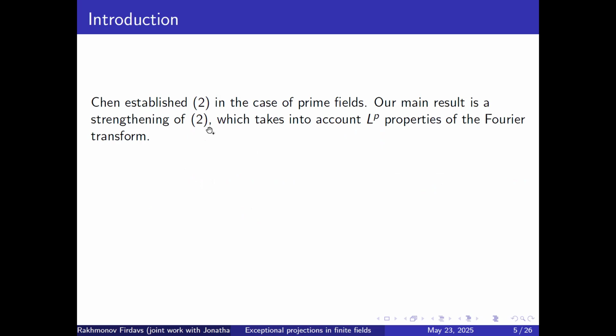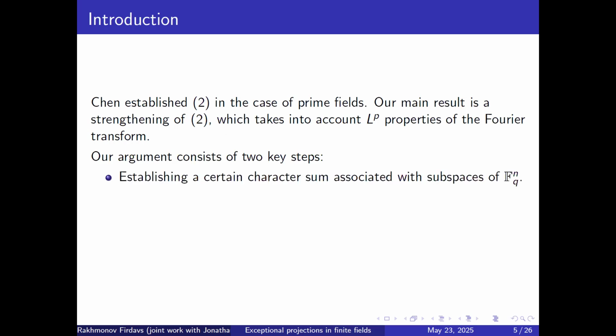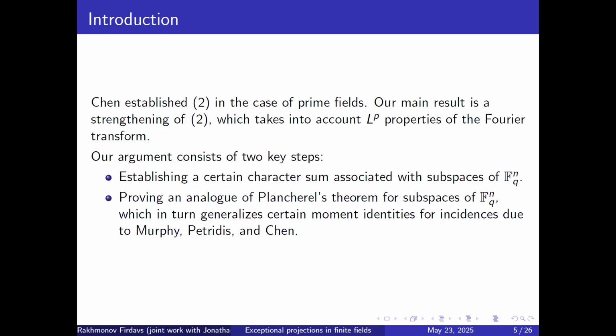So our main result is an improvement of that bound, which takes into account L^p properties of the Fourier transform. Our argument consists of two key steps. The first one is establishing a certain character sum associated with subspaces. And the second one, we prove an analog of Plancherel's theorem for subspaces. It's interesting in its own right because it turns out that it generalizes certain moment identities for incidences due to Murphy, Petridis, and Chen.